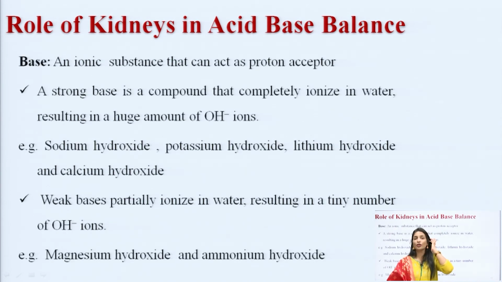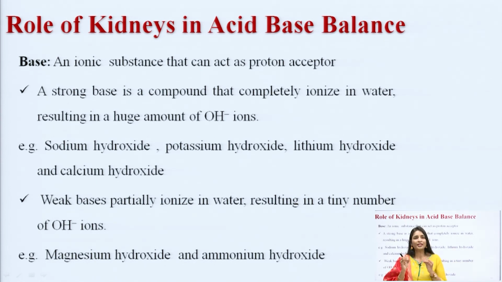And now we see about the base. So, what is a base? A base is any substance having the capability to accept a proton. Simply, you can call a base a proton acceptor. Here we have two types of bases, the strong base and the weak base. When is a particular compound a strong base? When it is completely ionized in the water.